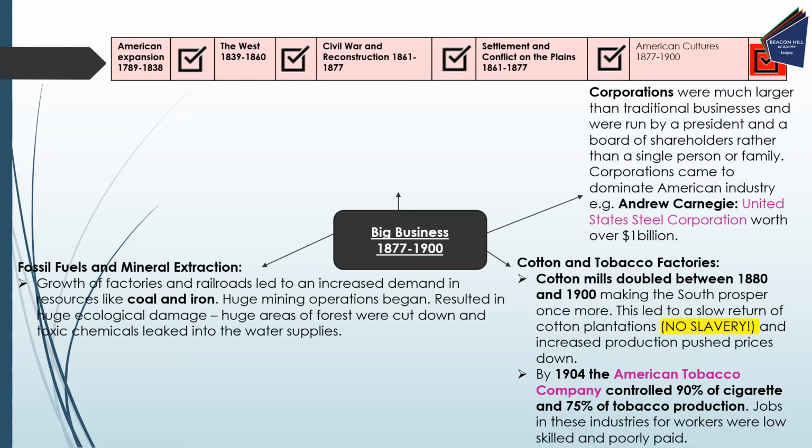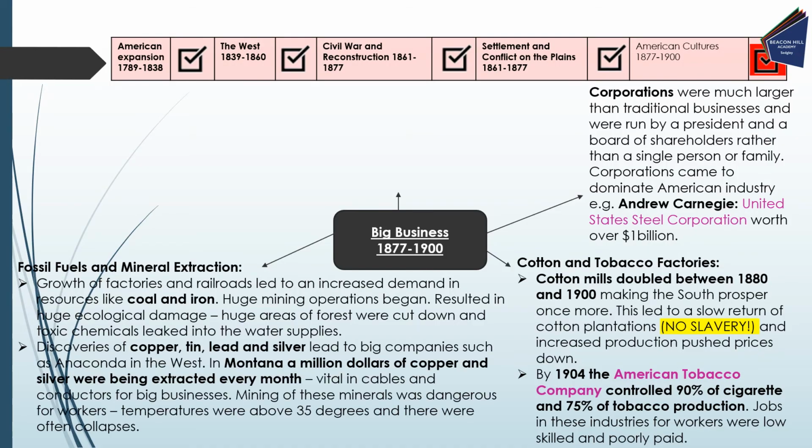We have fossil fuels and mineral extraction. So there was a growth of factories and railroads led to an increased demand in resources like coal and iron. So therefore we have huge mining operations that begin. And this results, unsurprisingly, in huge ecological damage. So huge areas of forest were cut down and toxic chemicals leaked into the water supplies. So again, if we had a 9-mark question and we were thinking about the consequences of big business, this is something that you could refer to.